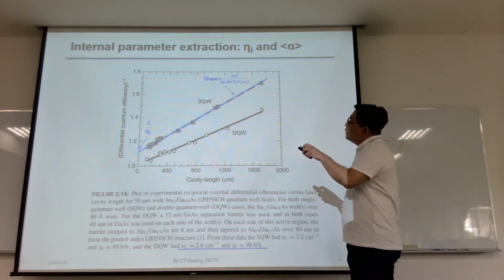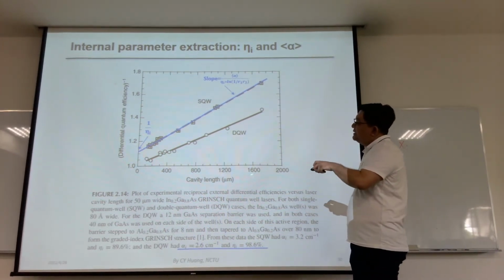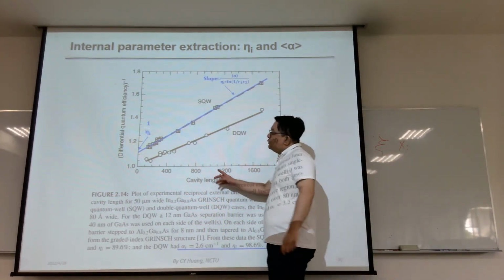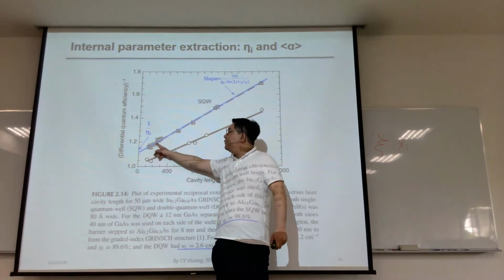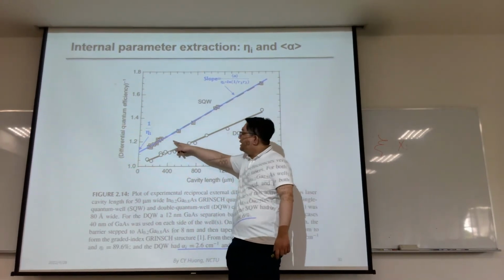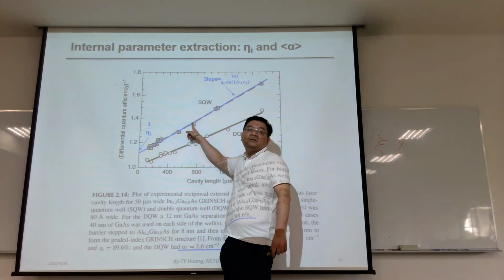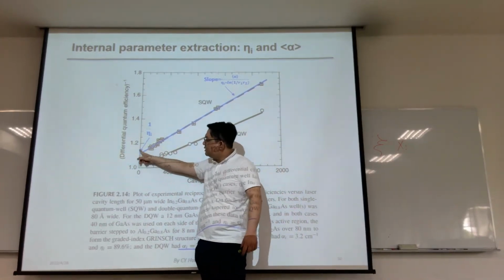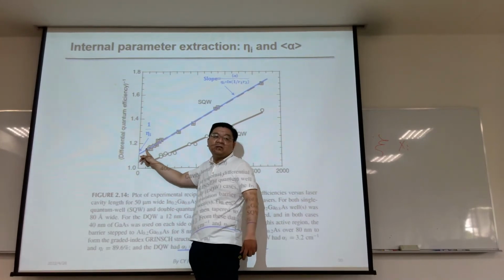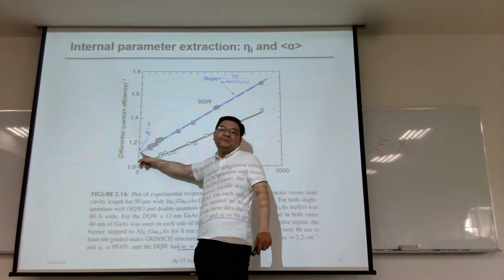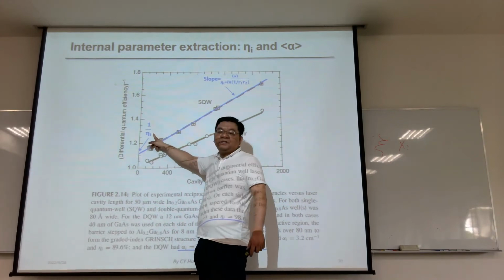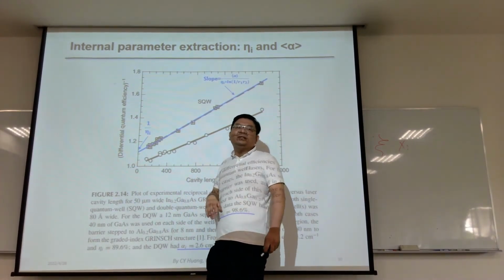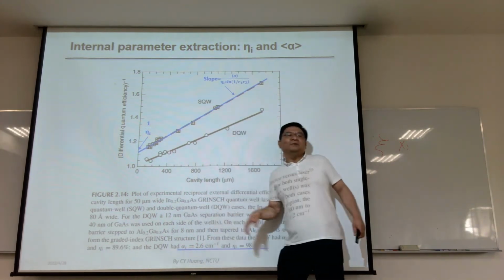They do the single quantum well case with different cavity lengths, and the double quantum well. There's a risk that if your range is not large enough, each point always has some error. If there's an error, that will significantly change the intercept around here. So it is possible to get an injection efficiency larger than 1, but it is not physically sound.